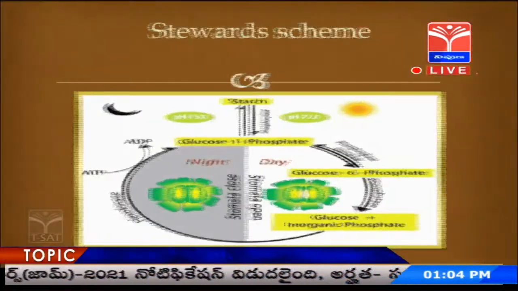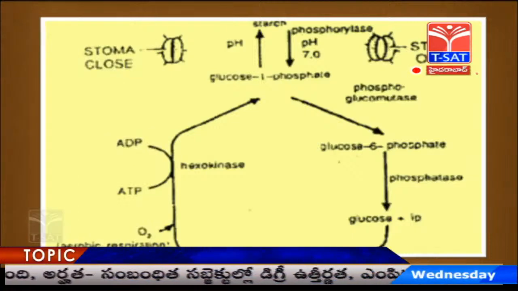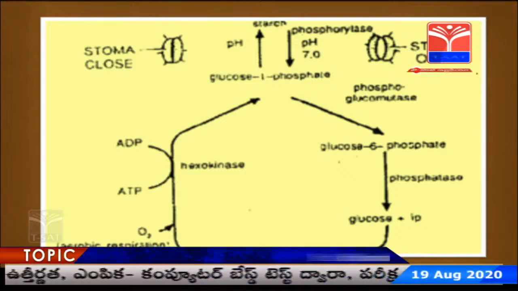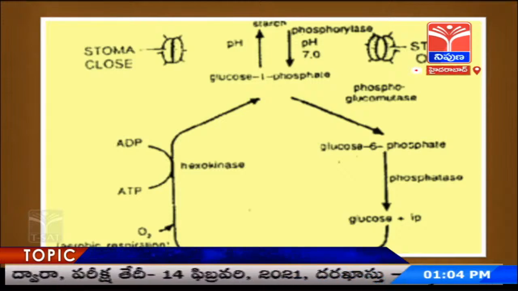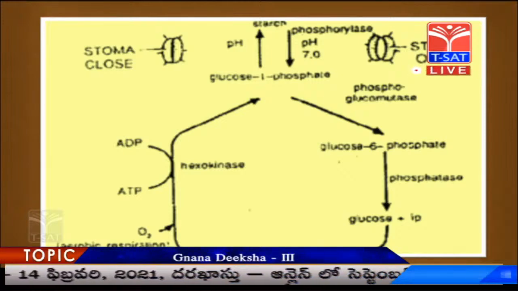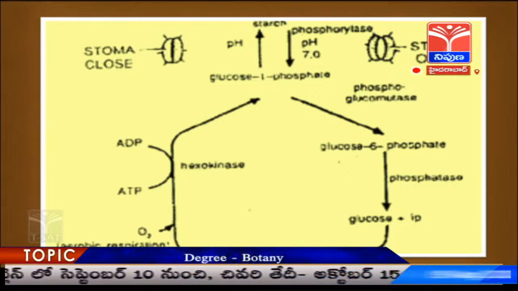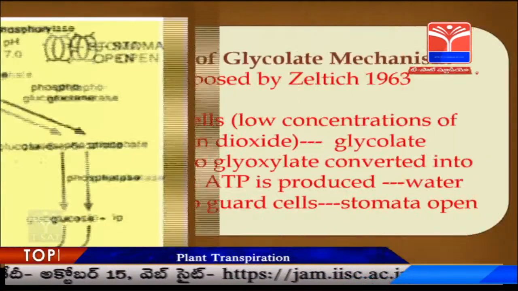Okay. The other picture is also related to what we have just discussed, that is the Steward's scheme. You can see on one side stomata being open. How do they open? Only when the glucose 1-phosphate is broken down to glucose. Yes, and the stomata close once again when the glucose is reconverted into glucose 1-phosphate. Now, let us go further.